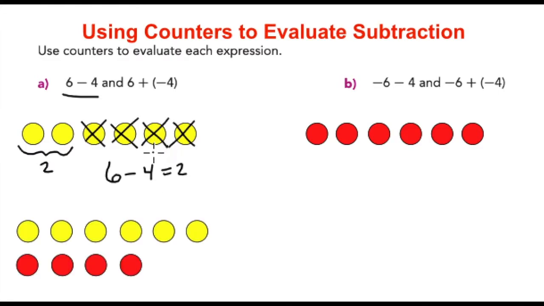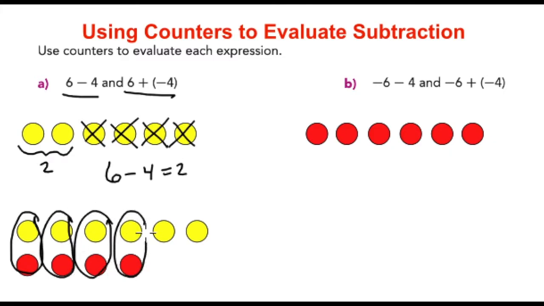Now our next expression for part A was 6 plus a negative 4, and that could be shown down here. We started with 6 positives, and then we added 4 negatives to it. And what happens here is we have 4 zero pairs. So these 4 zero pairs will end up canceling each other out. And that leaves us with, again, a positive 2. So what we could say is 6 plus a negative 4 also equals a positive 2.